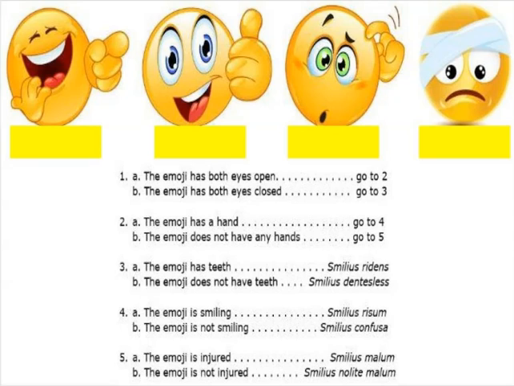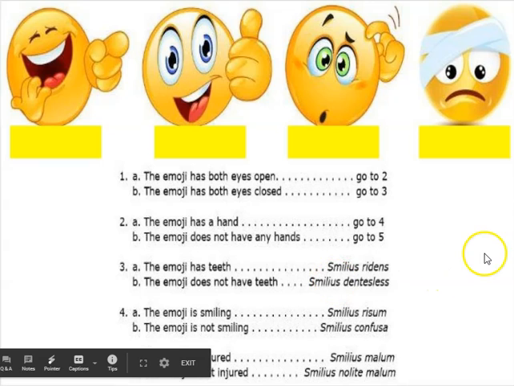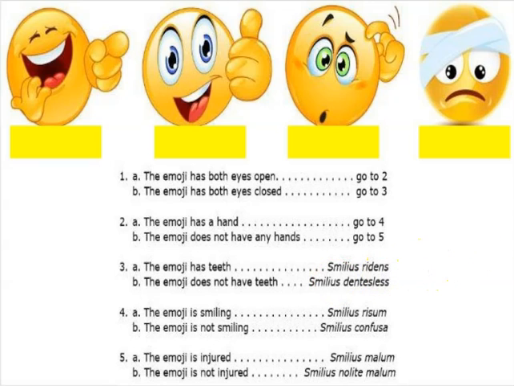The second one, 1B, says the emoji has both eyes closed. Since that first guy here has his eyes closed, we'll go to 3. The emoji has teeth, and I do see some teeth, or the emoji does not have teeth. So this one is Smilius ridens. I'm not sure what that means, but we've already identified one.